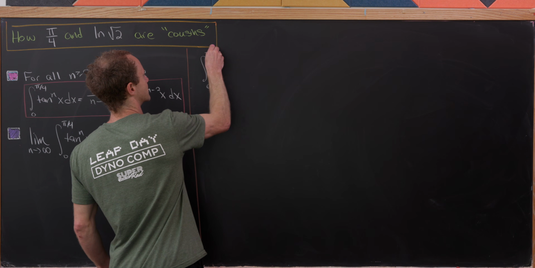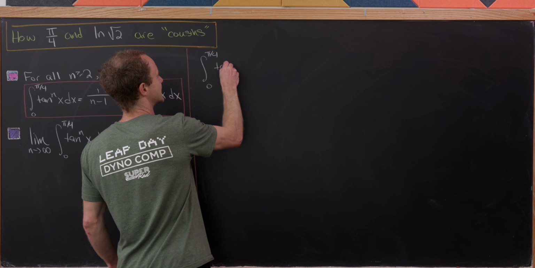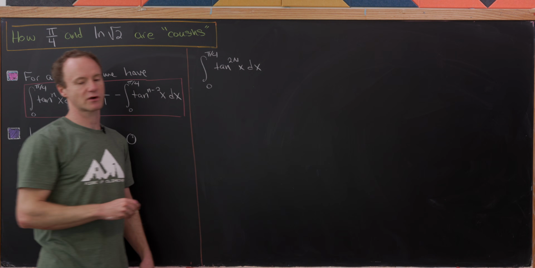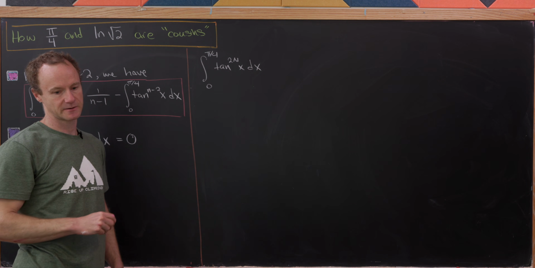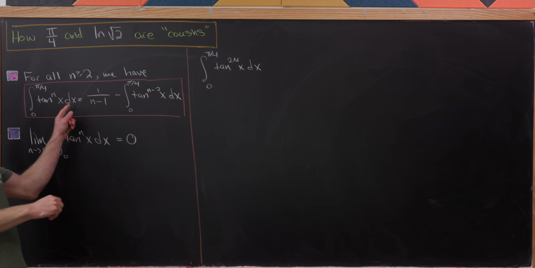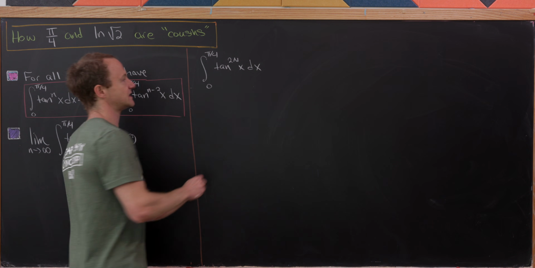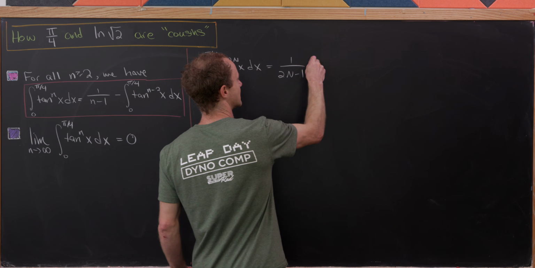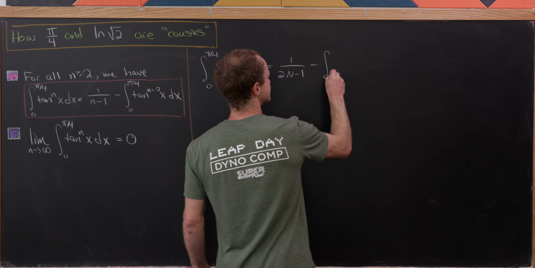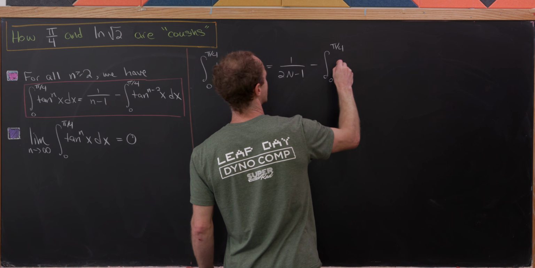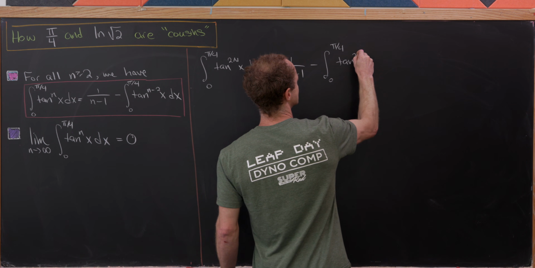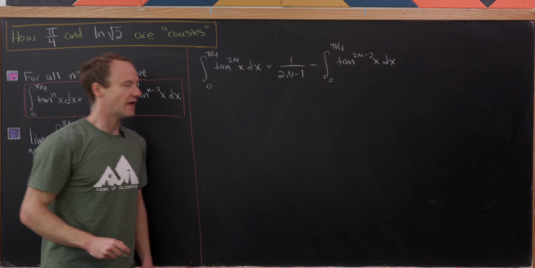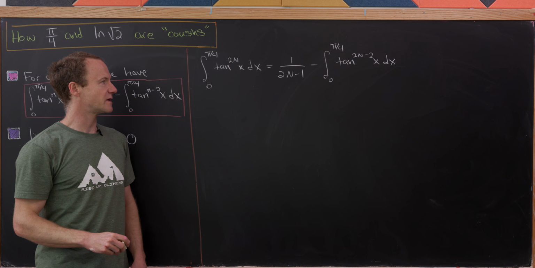It'll be the integral from 0 to pi over 4 of tangent to the 2n of x dx, where I've written that as 2 capital N. So let's use this rule right here and see what we get. That's going to give us 1 over 2N minus 1 minus the integral from 0 to pi over 4 of tangent to the 2N minus 2 of x dx. And then maybe you can see where we're going to go from here.